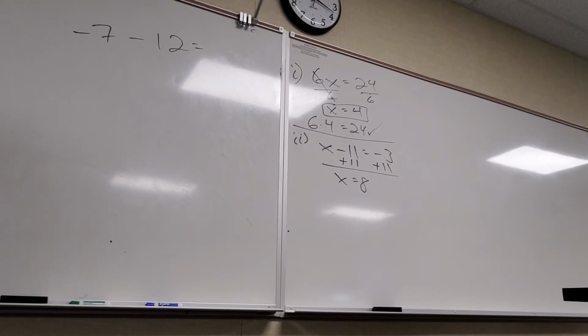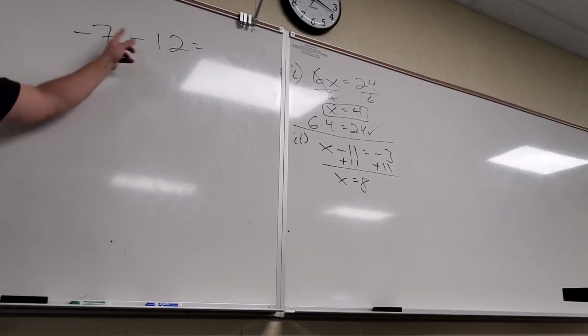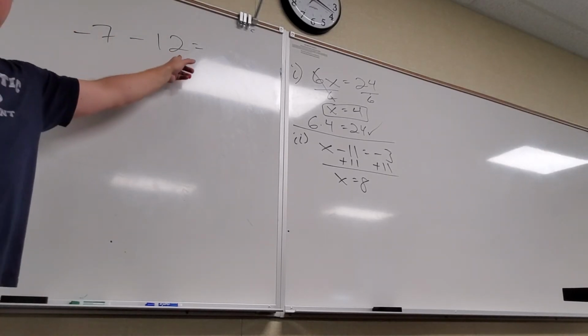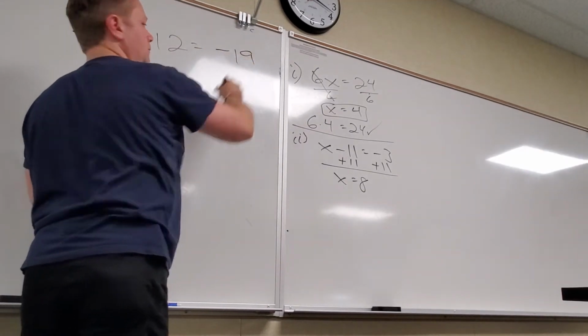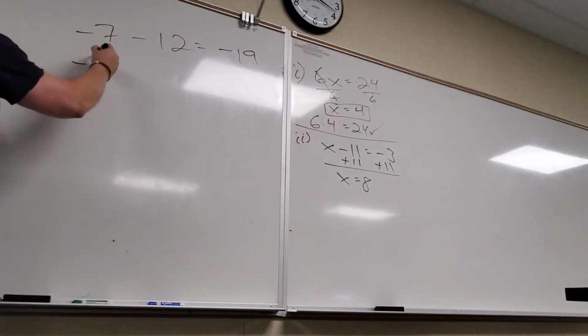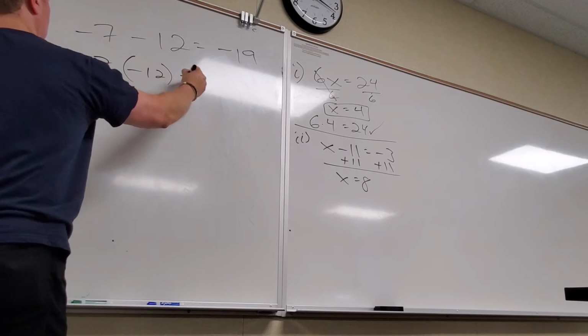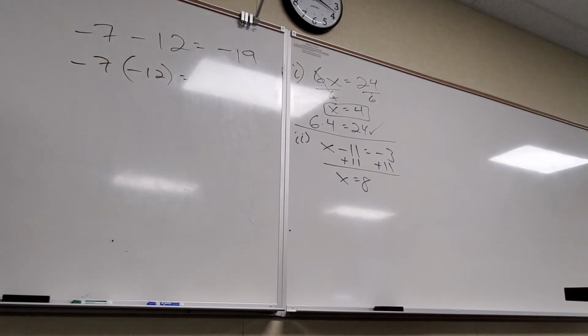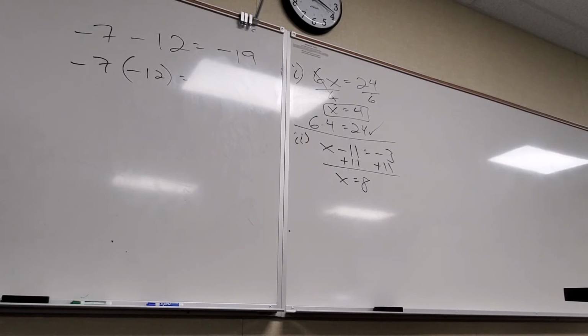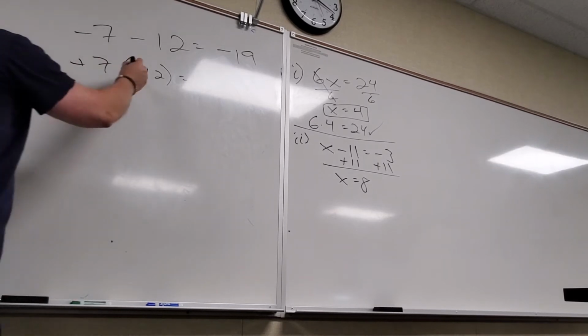Negative 19. I'm down 7, and I go down another 12. So I'm down 19. What's negative 7 times negative 12? Yes, the answer will be positive. Why? Because multiplying two negatives cancels each other out, right? And 7 times 12 is?